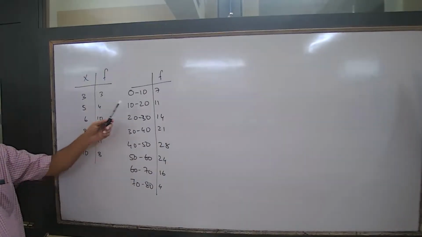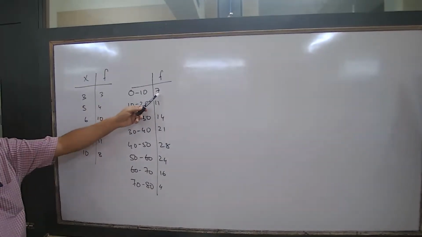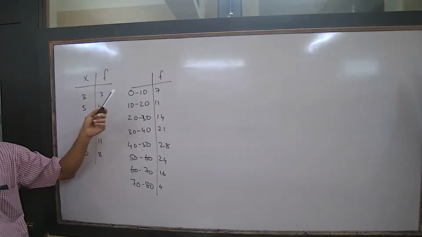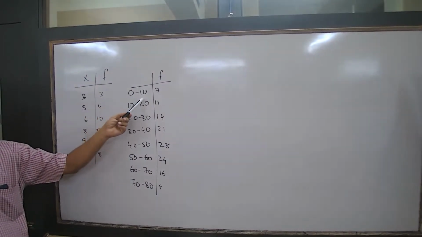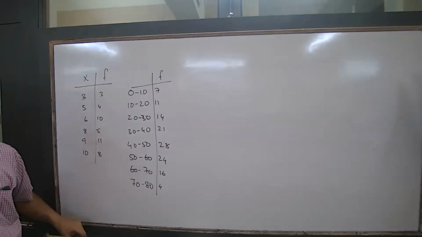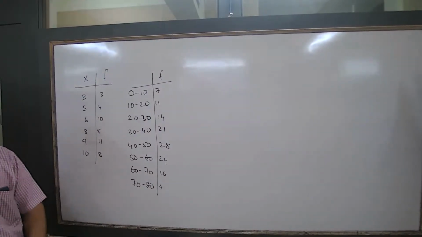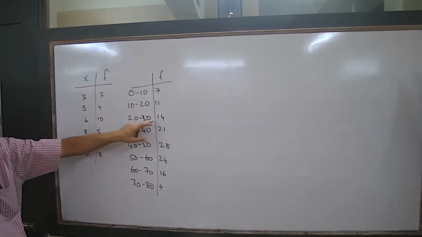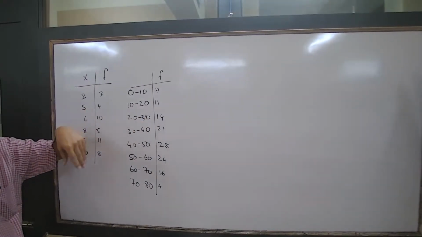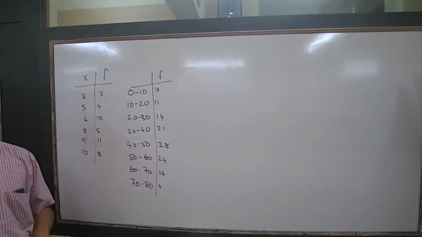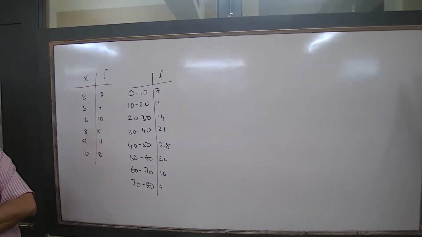You got it? So what does it mean? 7 students are getting marks between 0 and 10. Do you know the exact mark of this student? We don't know. It is a mark between 0 and 10. That is a group. 11 students are getting 10 to 20, and it goes on like that. Are we followed? Now, if a child is getting 10 marks, which class interval is it included in?